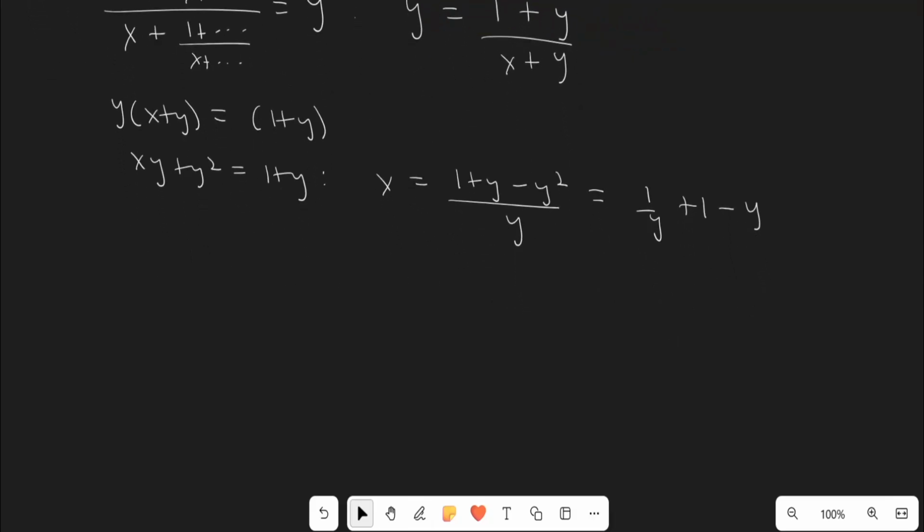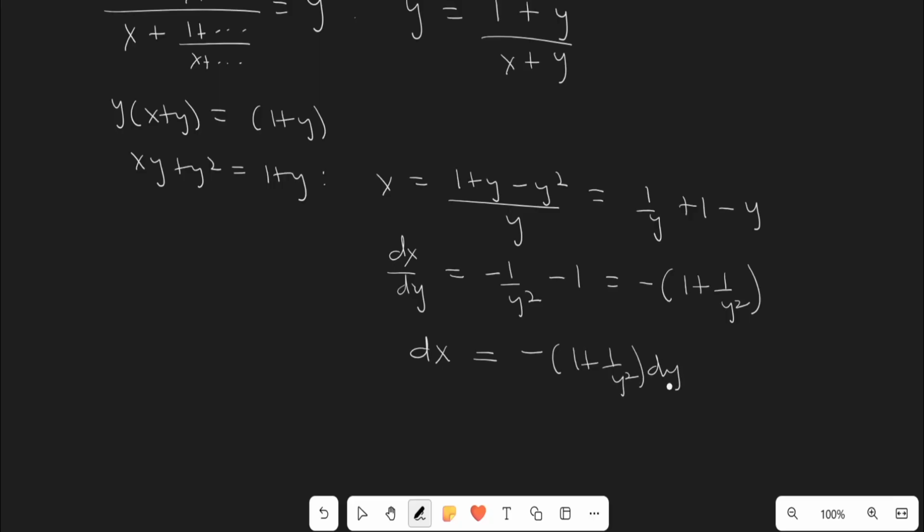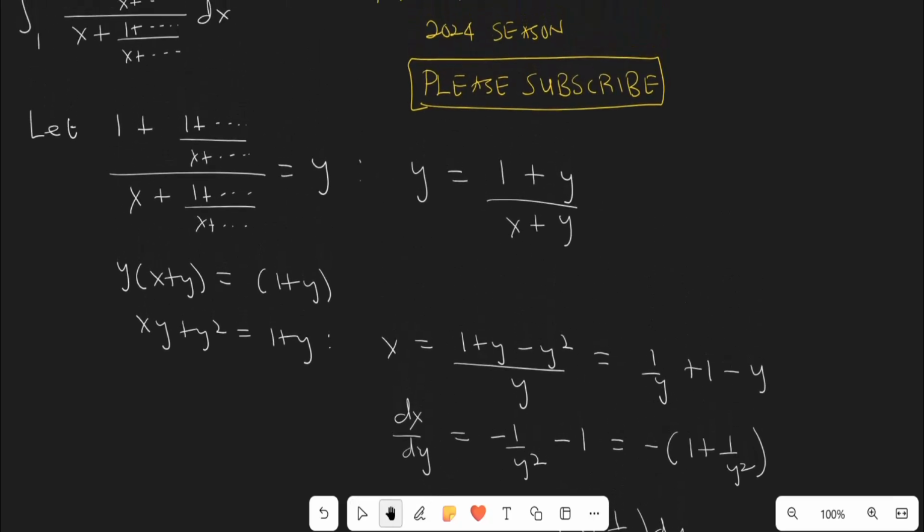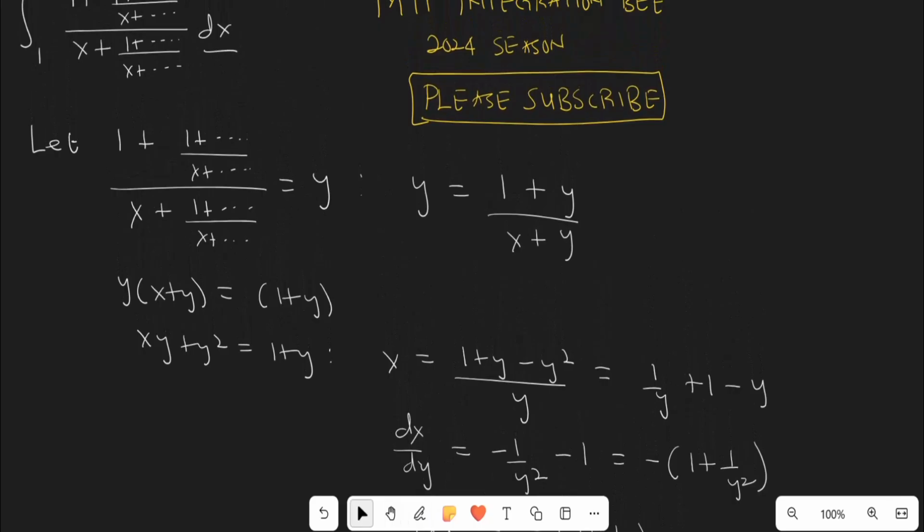So we can now find an expression for dx, that is, differentiating x with respect to y, dx/dy. Differentiating this gives negative 1 over y squared. The 1 is a constant, so that is 0, minus 1. So that is equal to negative parenthesis 1 plus 1 over y squared. So it means dx is going to be equal to this dy. So we have an expression for dx which we can plug into our integrand.